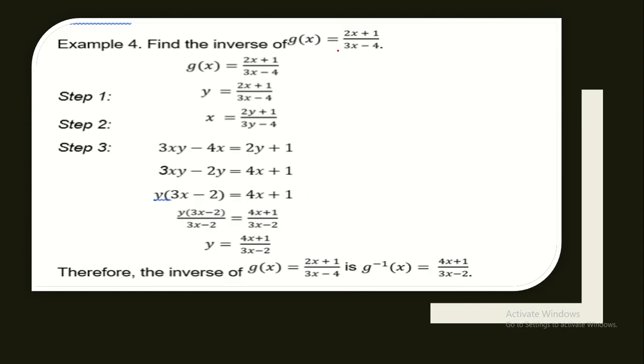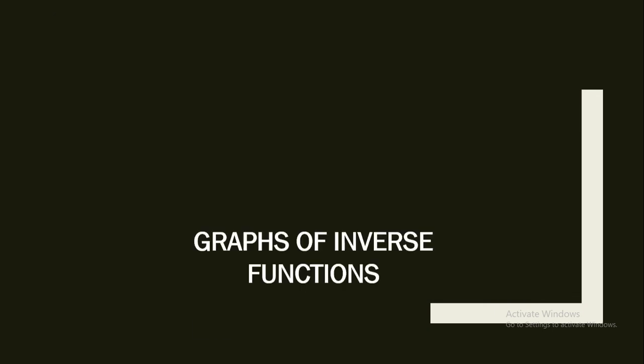Fourth example. Tingnan nyo lang yung steps. Interchange, cross multiply, solve. Okay? Then, factor out mo. Tapos, you have to think something para ma-eliminate si 3x minus 2. Magdi-divide ka ng 3x minus 2. So, the final answer is the inverse function of g of x is 4x plus 1 over 3x minus 2.